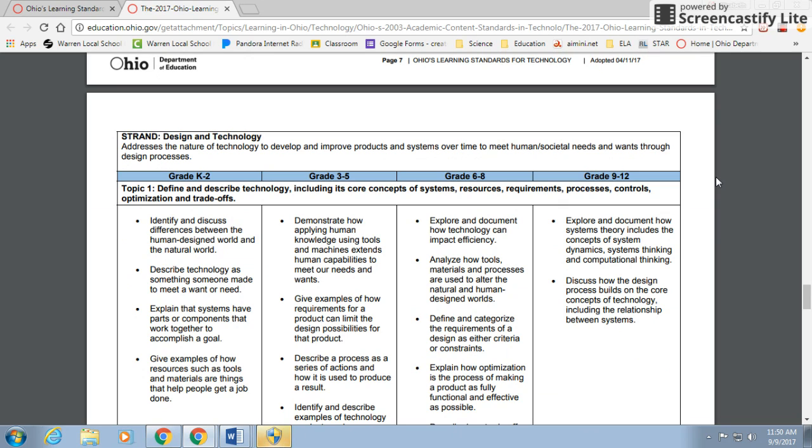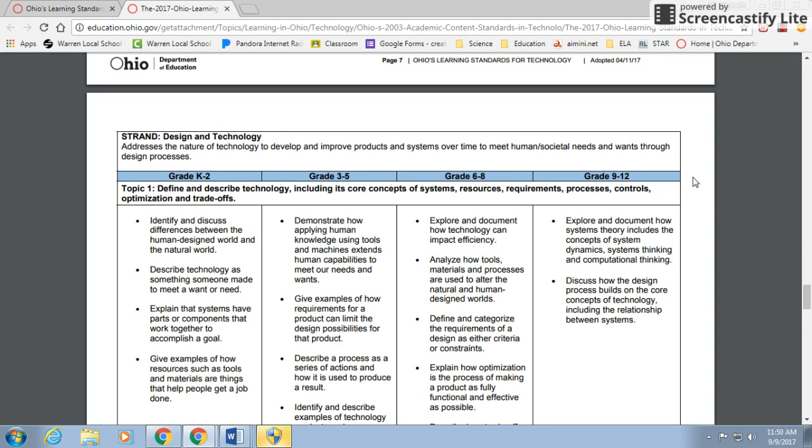The last standard is design and technology. So basically, like it says, we're defining and describing technology. This, to me, you're looking at the big picture and how every little thing plays an important role. So without this piece, how does it all work together now?